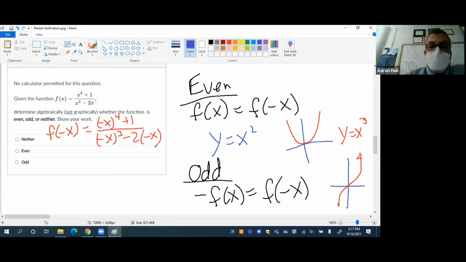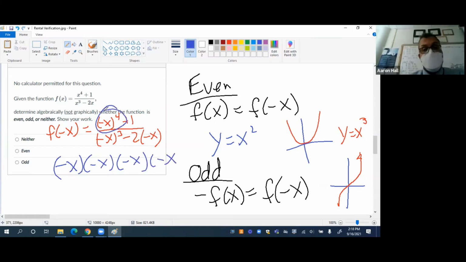Now we have to wrap our heads around what this means. If I have negative x in parentheses to the power of 4, what does that mean? Doesn't that mean negative x times negative x times negative x times negative x? Which is what? That's what this is here. It's positive x to the 4. Does that make sense? And a negative times a negative is a positive.